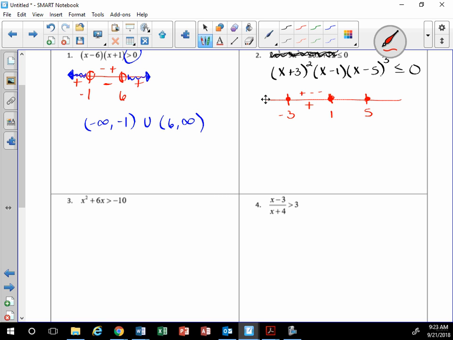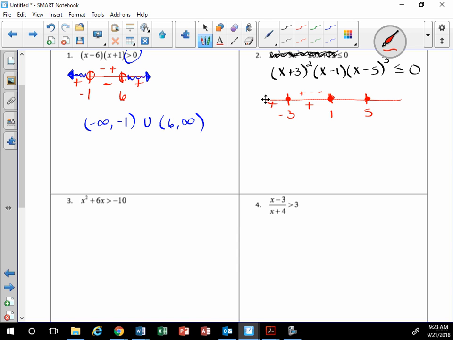Okay. This definitely does not just alternate nicely all the way across. We need to think about our multiplicity. So at -3, I have even multiplicity. What does that mean? My graph is stooping there. Bounces. So if it was positive, it's going to bounce and be positive again, right? Okay, so I know this side's positive.